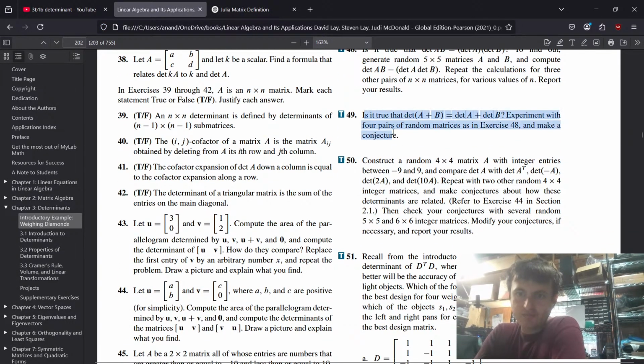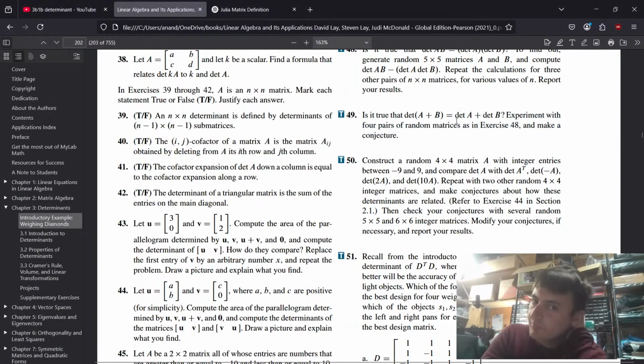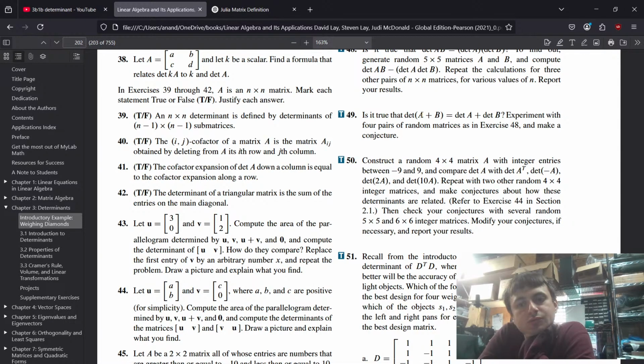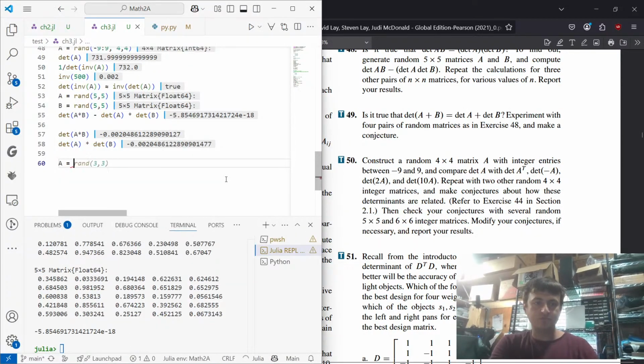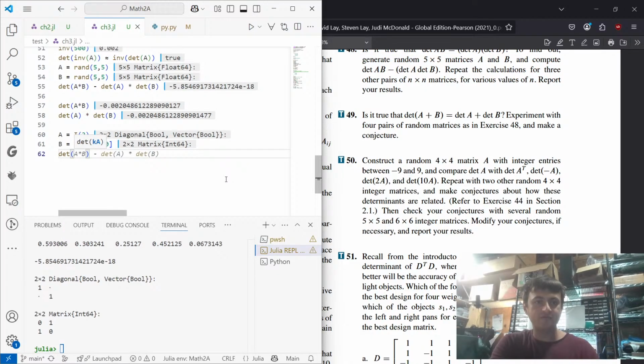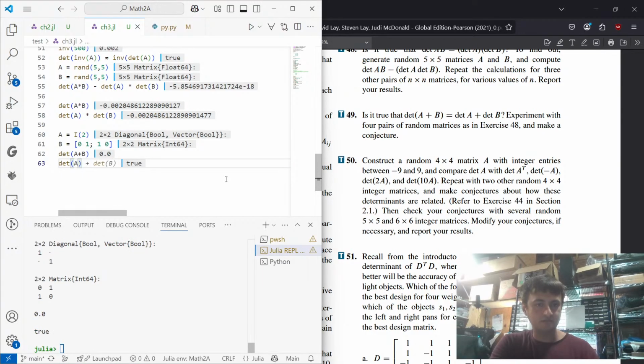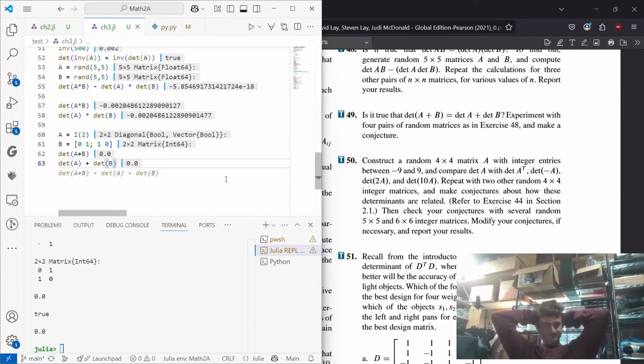49, is it true that det A plus B is equal to... No, I doubt that's true. Wait, let's try to think if we can come up with it without using a computer. Okay, what if we did this? Let's say A is equal to I of 2. Then B is equal to 0, 1, 1, 0. Det of A plus B is 0. But det... Oh, wait, actually?